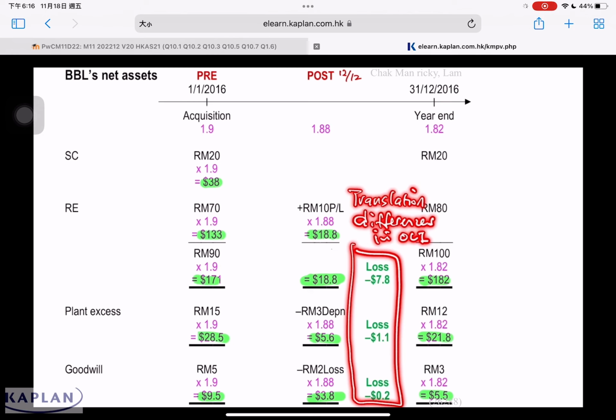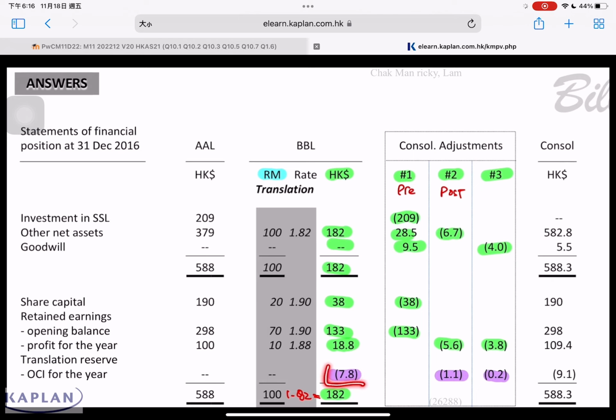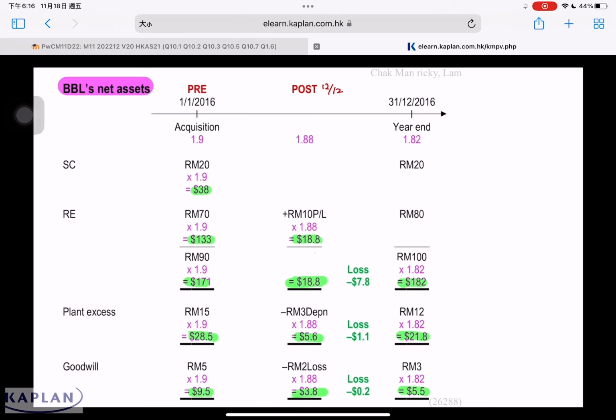You can find these three figures on the worksheet. Over here, 7.8, 1.1, 0.2. The total is 9.1. This is the working that we have been using from day one. The only difference is that when we're dealing with foreign operations, we still have to consolidate in this case. But before we consolidate, we must do translations. After that, then we do consolidations. Translation is the additional step. Let me put this in the diagram.